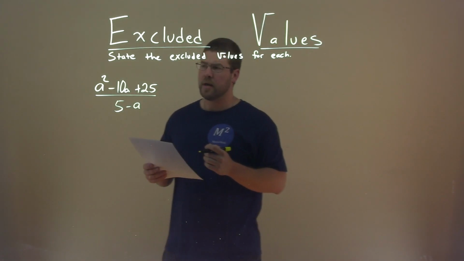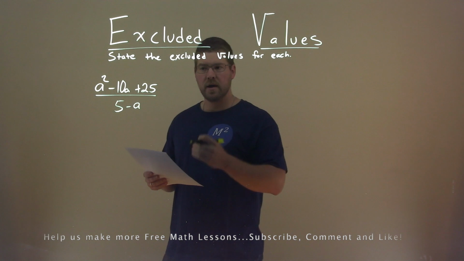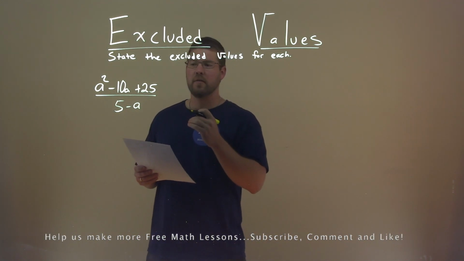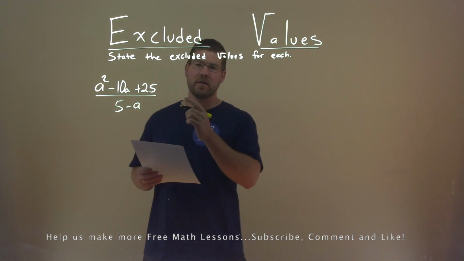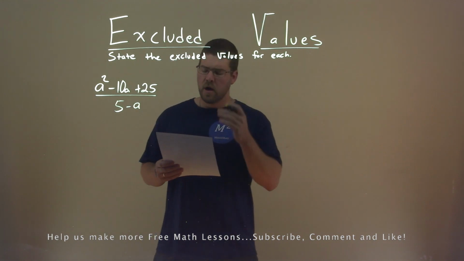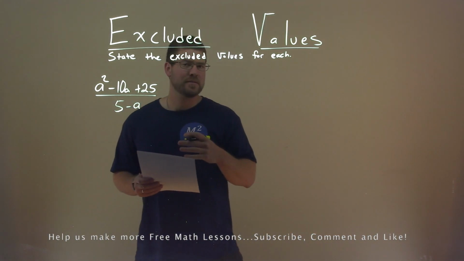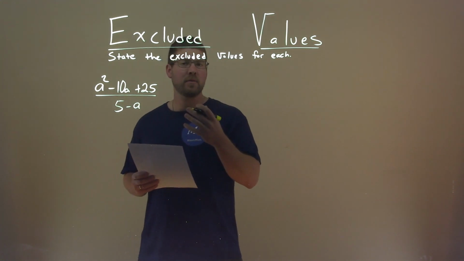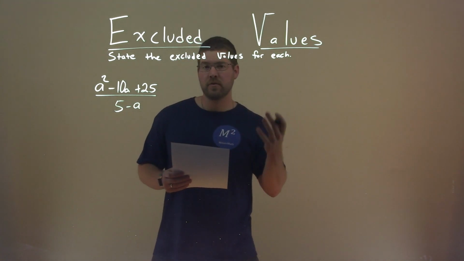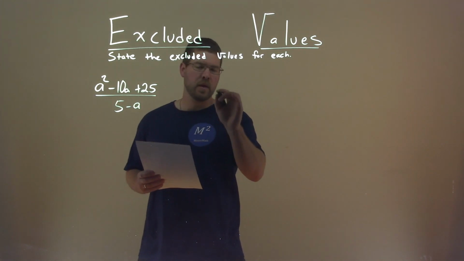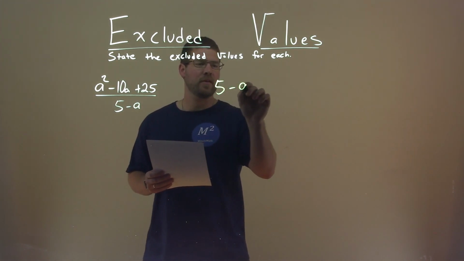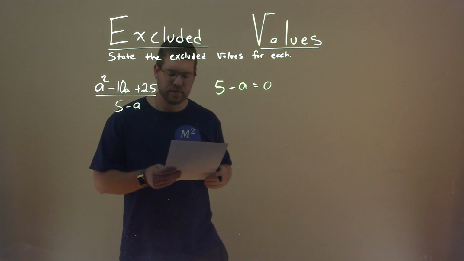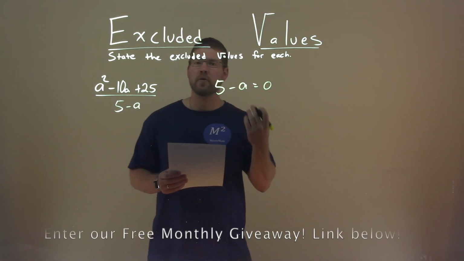We're given this problem right here, a squared minus 10a plus 25 over 5 minus a, and we want to find the excluded values. Well, I know with rational functions we can't divide by 0. So if we find the value of a that makes the denominator equal to 0, that's our excluded value. So we take our denominator, 5 minus a, and I'm going to set it equal to 0. Now I'm going to solve for a.